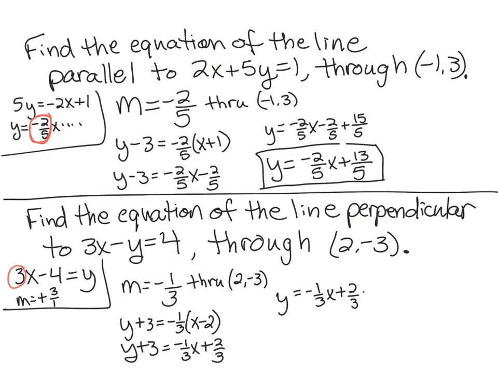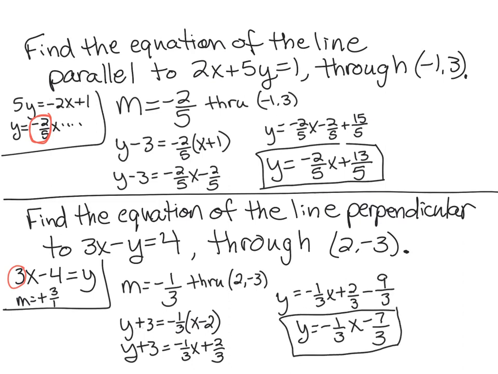And now I'm going to subtract 3 from both sides. 3 times 3 is 9. And I get the equation of the line. 2 minus 9 is minus 7. Notice that I didn't care about the y-intercept of the line that I started with. I only care about the line with the perpendicular slope that passes through this point. Okay? Now you should be able to do all of the homework, all 4 problems from 2.4.